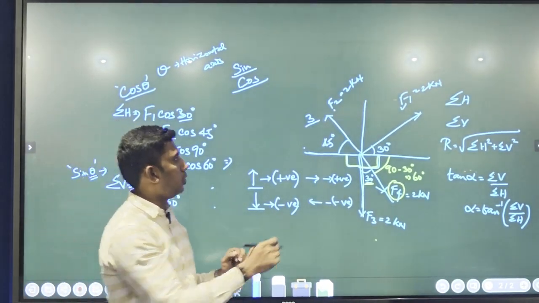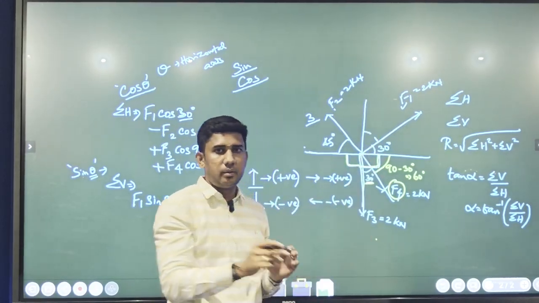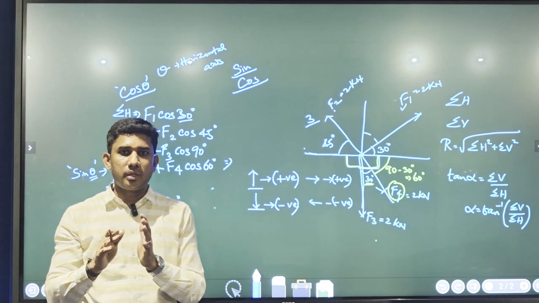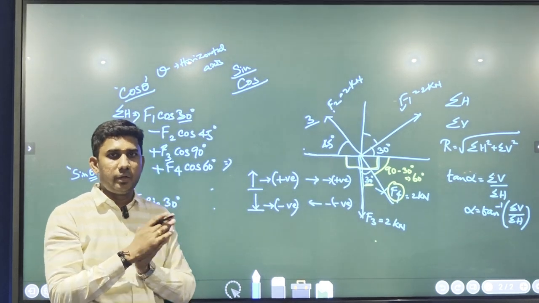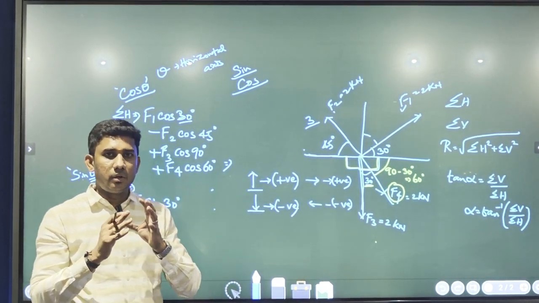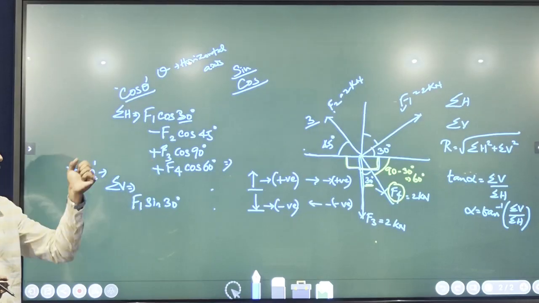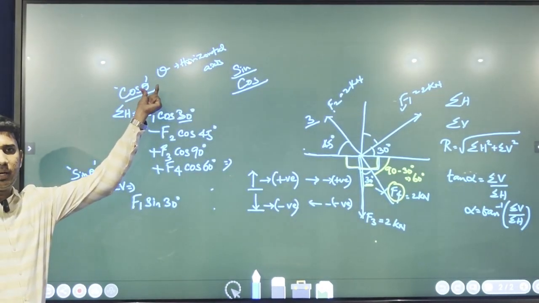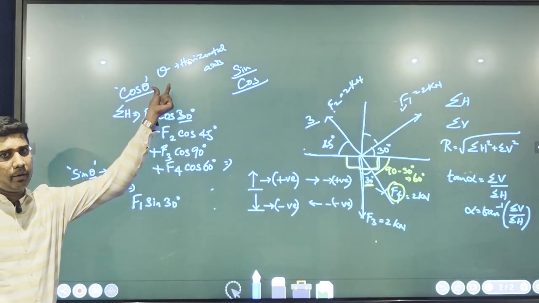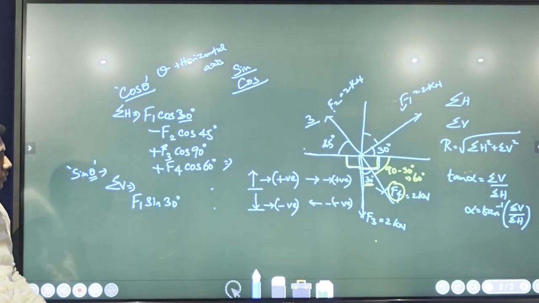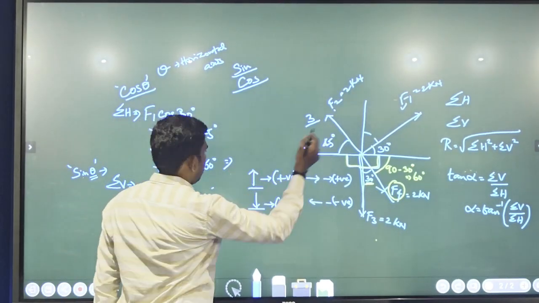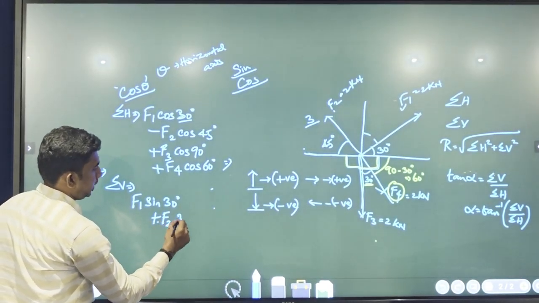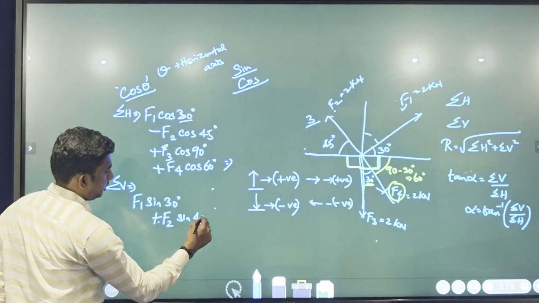So you should not get confused that this angle should be written here, because I said clearly that when resolving forces using sine and cosine, the theta value is taken from the horizontal axis. For example, if it is summation H, I can go with only cos theta. The theta should be taken from the horizontal axis. Now coming to the second force, it will be in the positive direction: F2 sine 45.